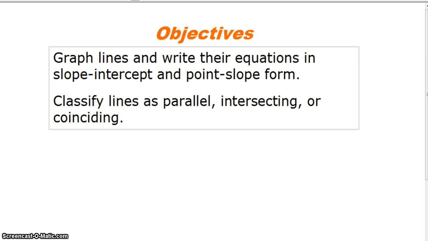Okay, the objectives today are to graph lines and write their equations in slope-intercept form and point-slope form. Also, we will classify lines as parallel, intersecting, or coinciding. So, let's talk about the equation of a line. The equation of a line has many different forms.